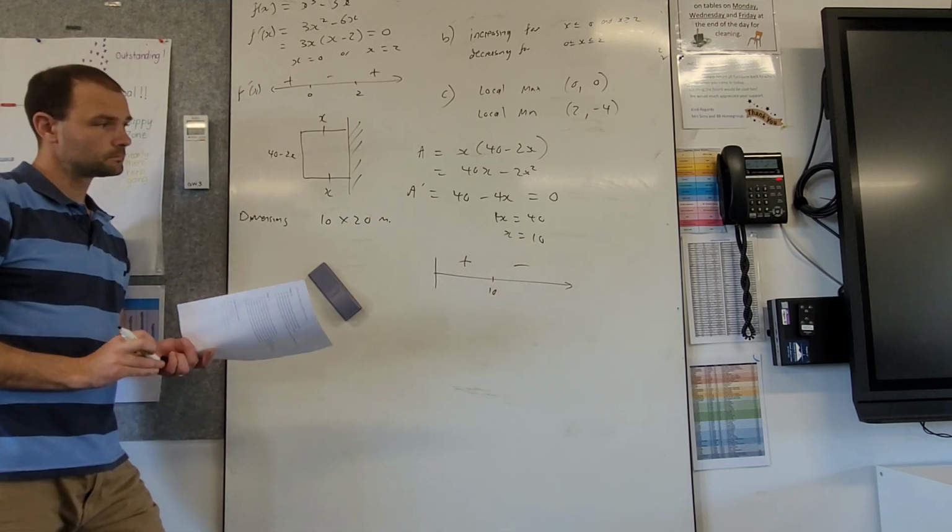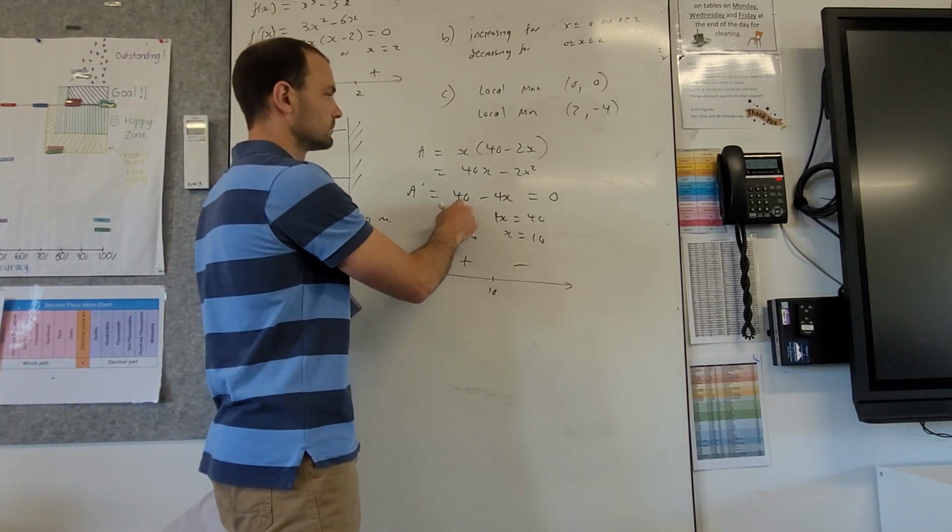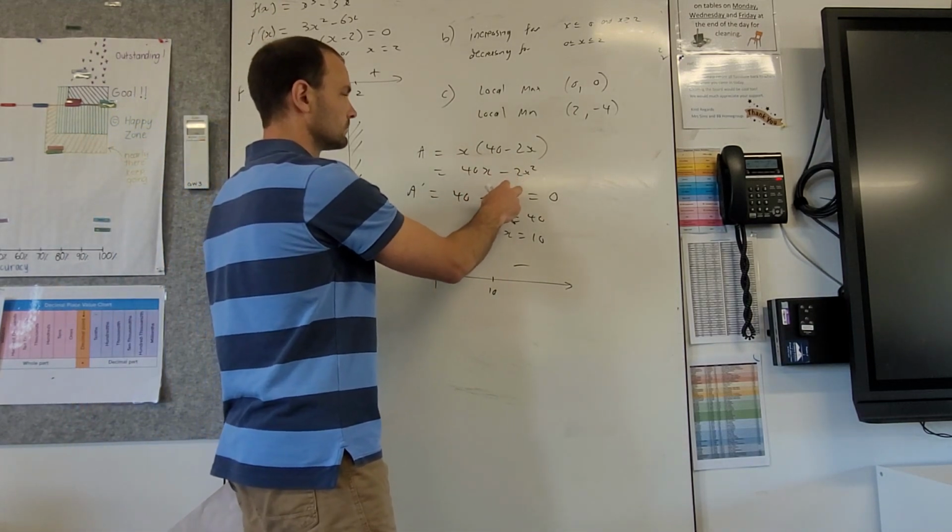Kevin? The A dash, the 40 to the right, is it minus 40 or negative?